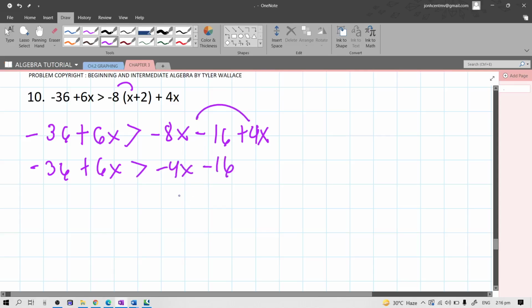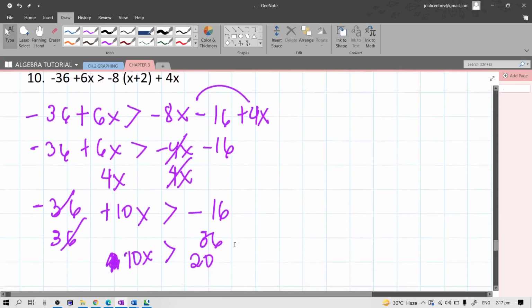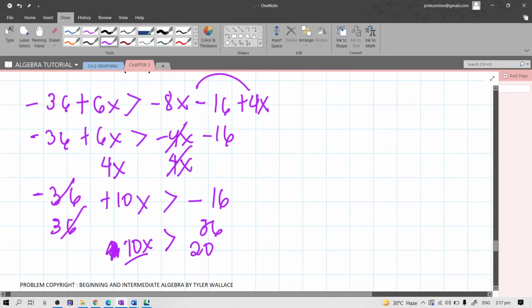So, sinimplified ko na. So, dito tayo kay 4x. So, we have negative 36 plus 10x is greater than negative 16. Okay? Add 36. We have 10x is greater than 20. Okay? And divide both sides by 10. You will get x is greater than 2.